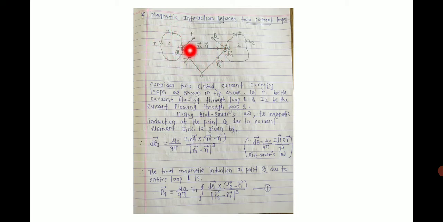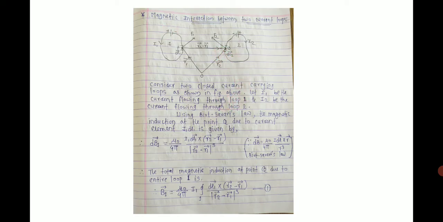In current loop 1, we draw a small length element dl1, and in current loop 2, dl2 is the small length element. The position vectors of the points are R1 and R2, and the position vector between the two points is R2 minus R1, and this is the direction of the forces F1 and F2. Then we calculate the magnetic induction by using Biot-Savart's law at point Q due to the current element I1 dl1. Let's see the magnetic interaction between the two current loops.